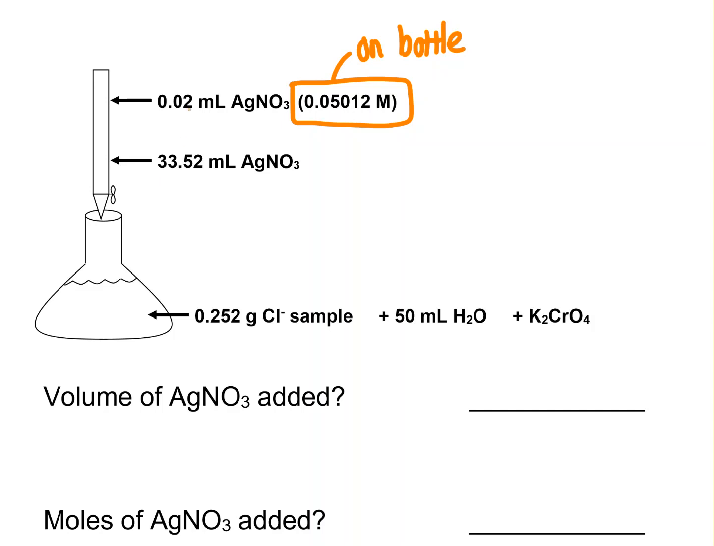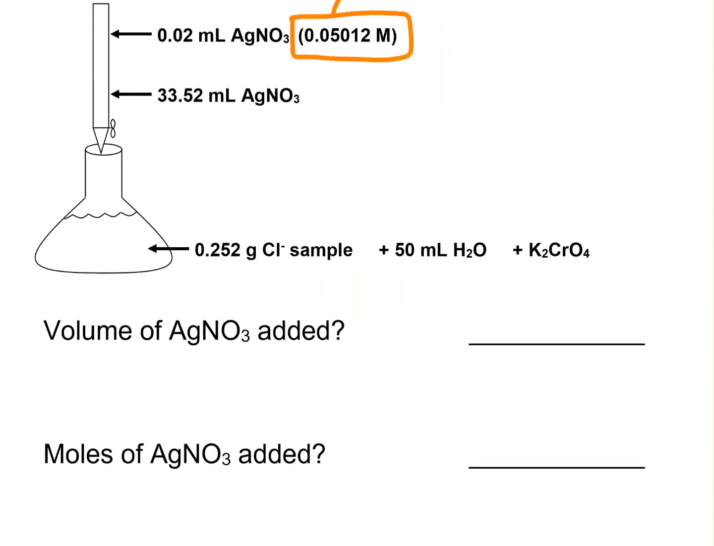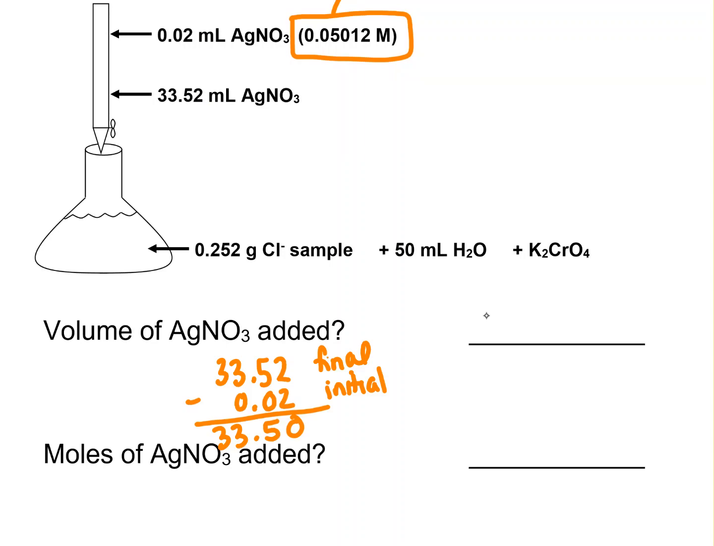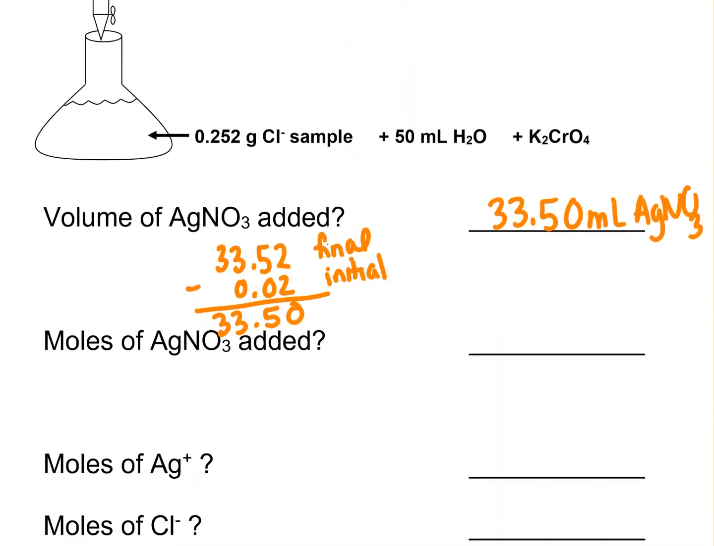And then the idea, this is the volume before, and when this turned a peach color, I stopped and recorded the volume of silver nitrate now. So how much did I use? What volume was added? I just subtract the final minus the initial. And then I'm going to do my stoichiometry to determine how much chloride was in there.